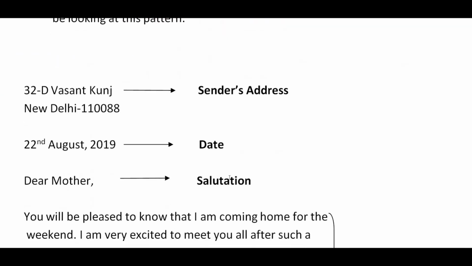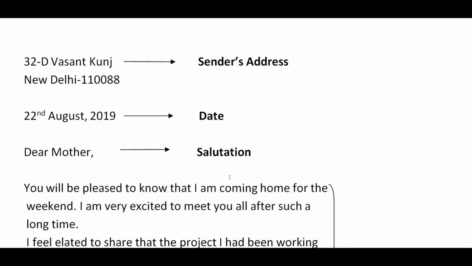Well, the format is on your screens. The very first thing we have to do while writing an informal letter is, on the top left corner of the page, the sender's address must be mentioned. The sender's address, the person who is writing the letter, his address must be written on the top left corner of the page. As you can see on your screens, 32D Vasant Kunj, New Delhi 110088. The sender's address is given.